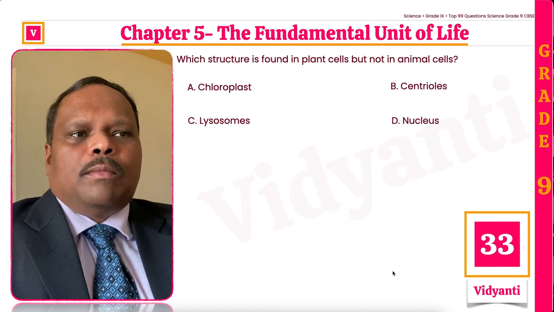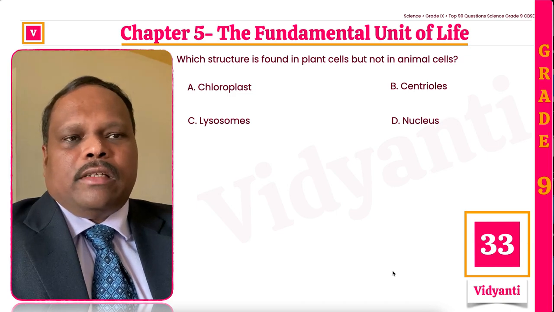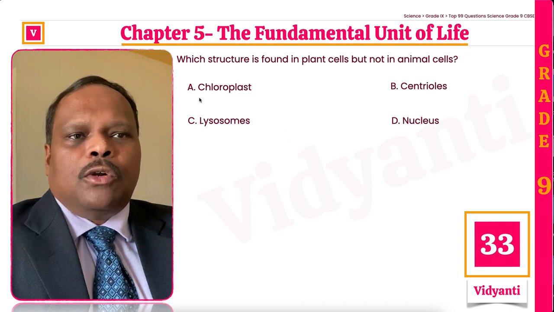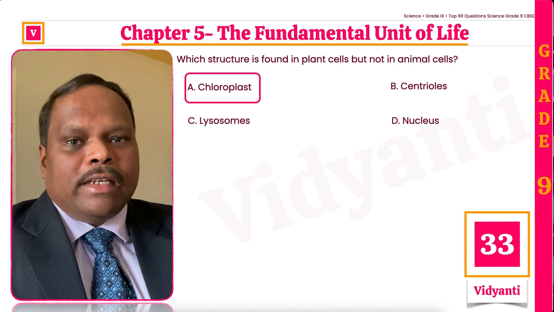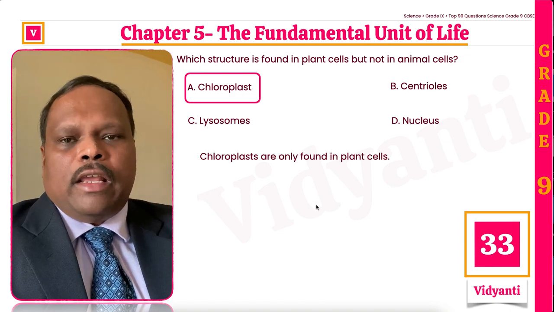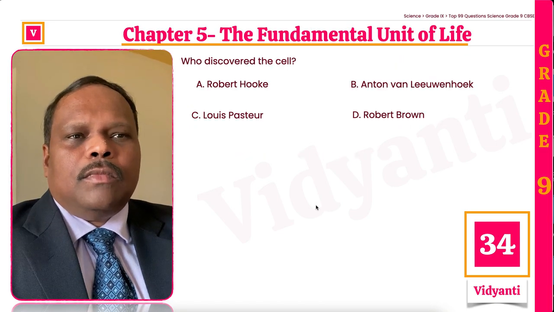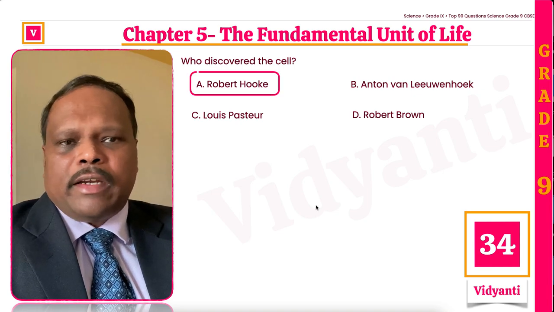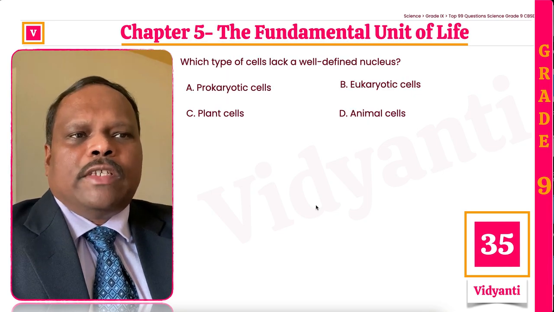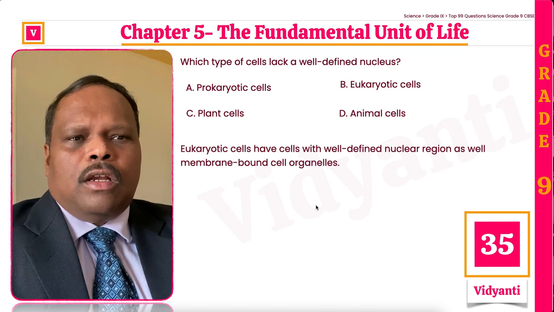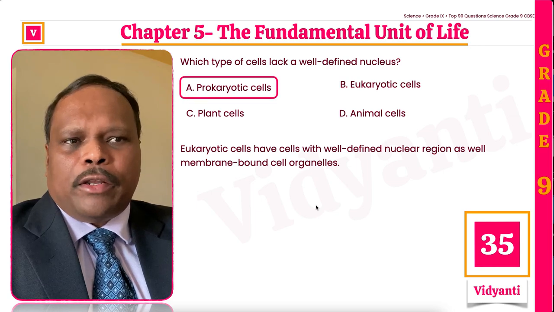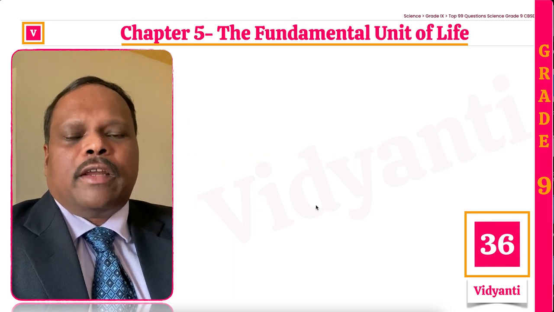Which structure is found in plant cells but not in animal cells? Well, this is tricky because chloroplast is the only thing which occurs in plant cells and not in animal cells. Who discovered the cell? Robert Hooke is the correct answer. Which type of cells lack a well-defined nucleus? Eukaryotic cells versus prokaryotic cells. Prokaryotic is the correct answer.